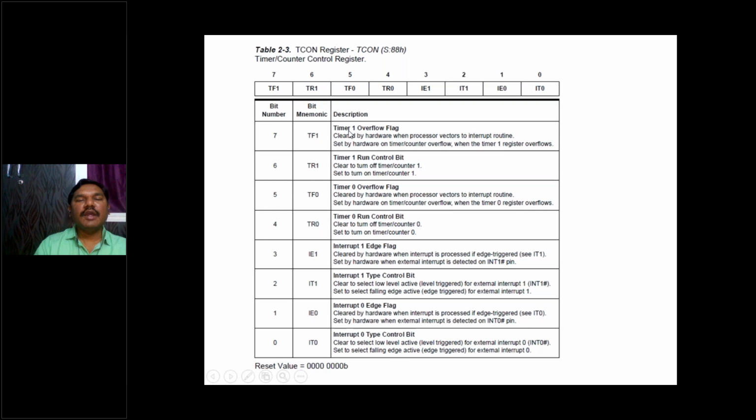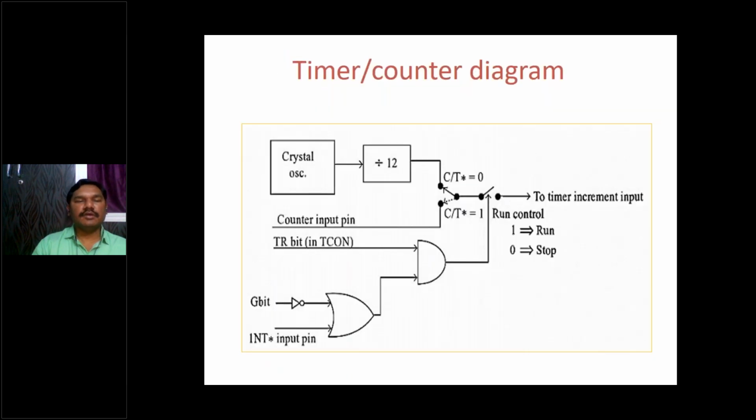Timer 1 overflow flag. What is the timer 1 overflow flag? Right, cleared by hardware when the processor vectors to the interrupt routine. Right, TF0, the timer 0 overflow flag, cleared by hardware when the processor vectors to the interrupt routine. It means when the timer reaches the specific limit of its mode of operation, then it will overflow. That condition is called overflow. Then that overflow condition helps us reset to the initial value of 0000, the first value. So that is what we call the TF1 and TF0 overflow flags.